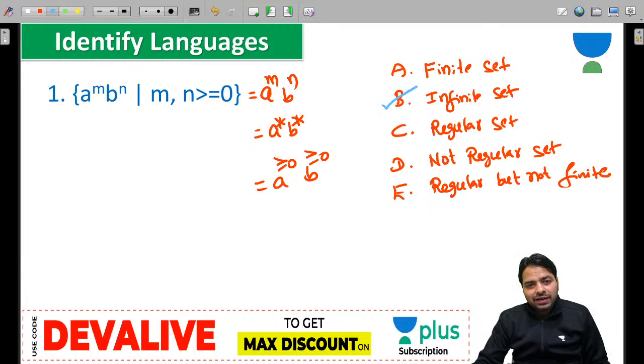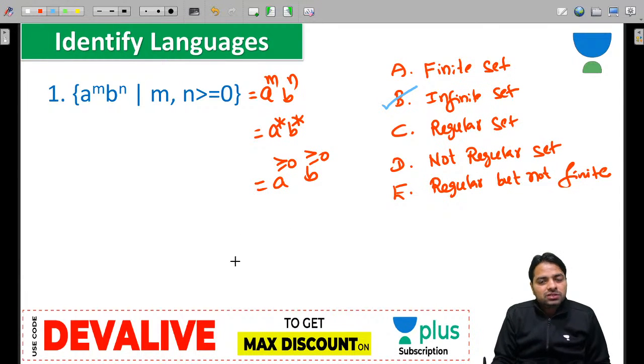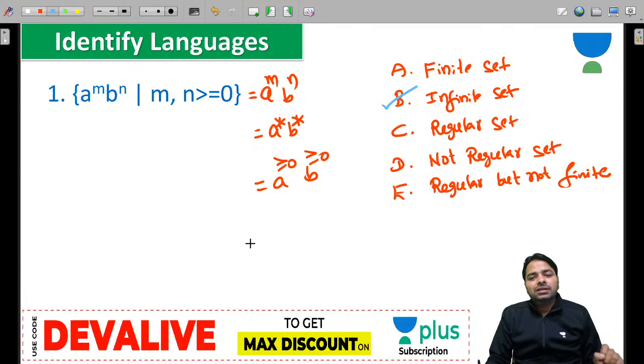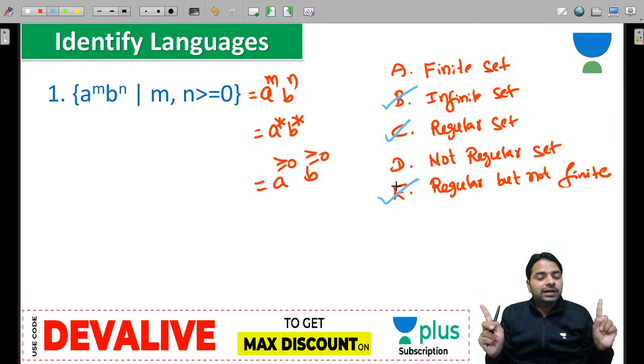Yes, it is infinite because you have an infinite number of strings. And is it a regular language? Yes. Why is it regular? Because there is no dependency between the symbols. And is it regular but not finite? Yes. Option E is also right, Shubhasri. It is regular but not finite. It is infinite. Clear?